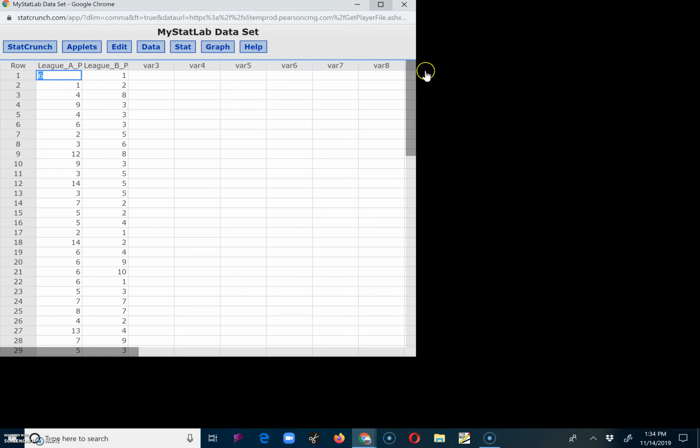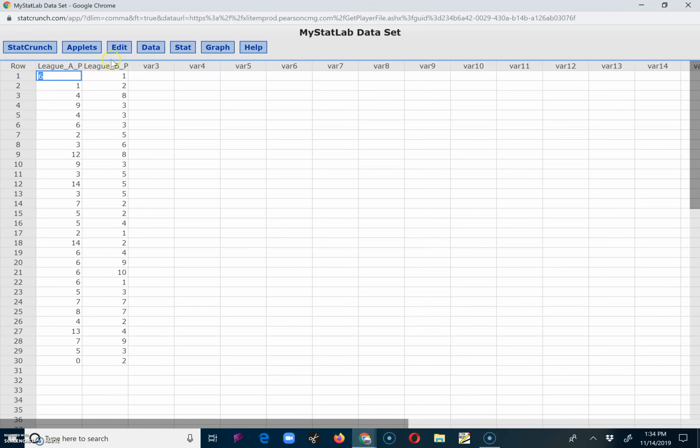What I'm seeing is that the League A games are in column A and the League B games are in column B. It just so happens that the two sets have the same sample size. That's not a requirement in this type of test. In the matched pair test that we did in 11.2, it is, because each row is actually a pair, like fathers and sons in the last video. In this case, the two samples are independent.